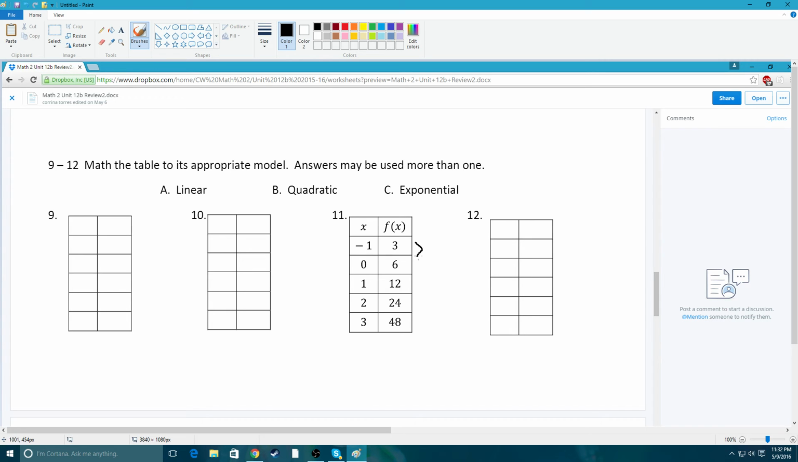So from 3 to 6, 6 to 12, 12 to 24, what's happening is that we're multiplying by 2. And since you are multiplying by the same number over and over again, this would be an exponential function, c.